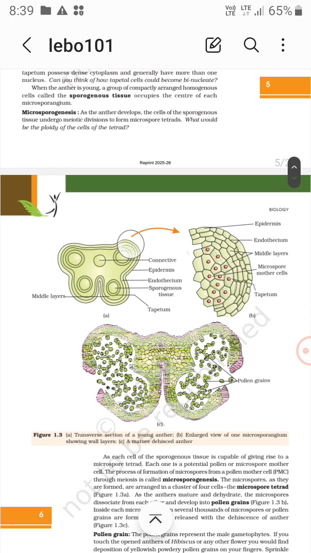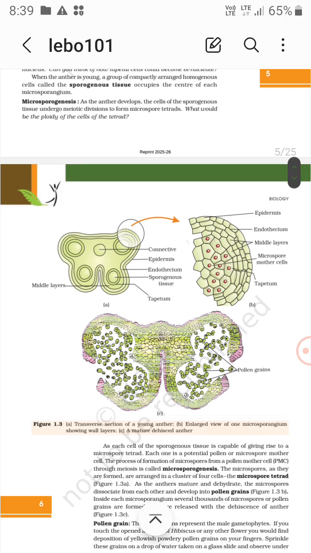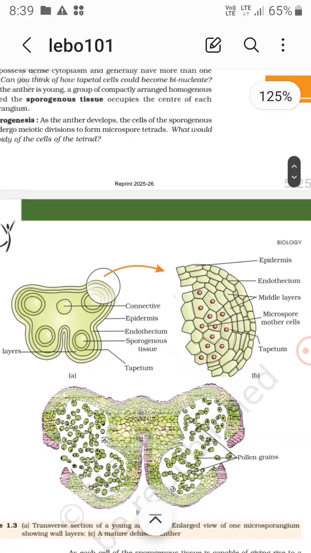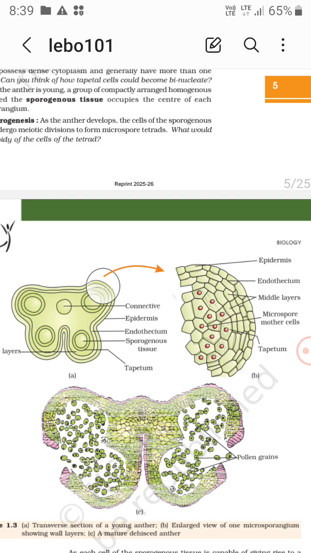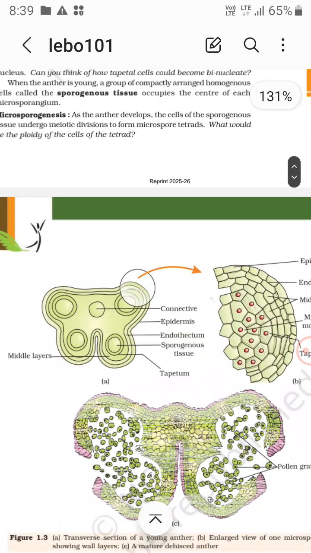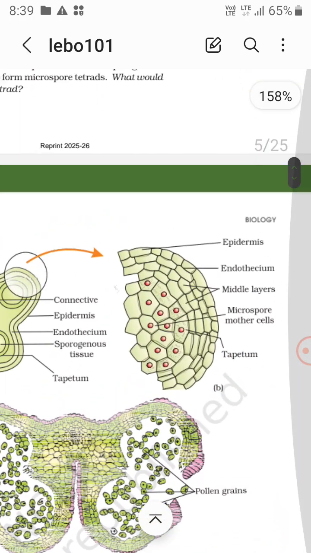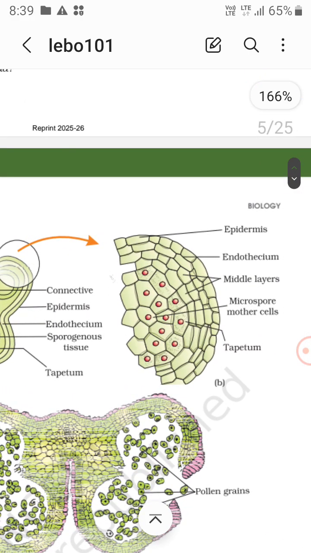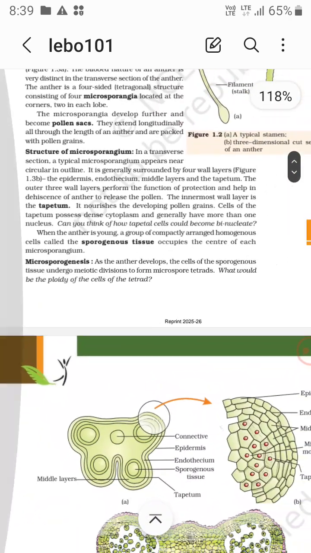This is a young anther, an enlarged view of one microsporangium showing wall layers, and a mature dehisced anther where you can see the pollen grains released. In the first diagram you can see a connective tissue that connects to the filament. The sequence is epidermis, endothecium, middle layer, tapetum, and then sporogenous tissue, the microspore mother cells. This can be asked in the exam, definitely.